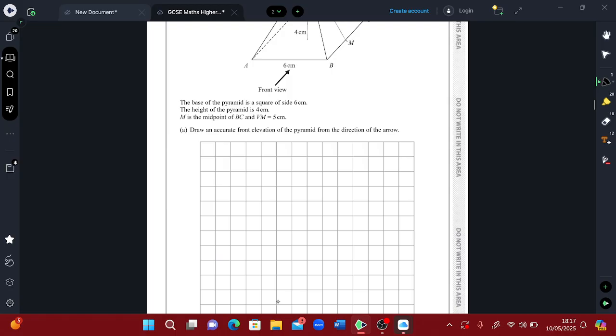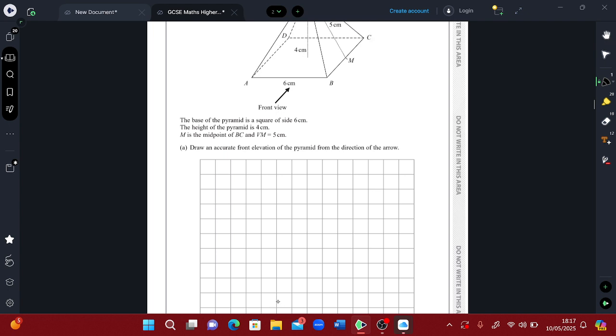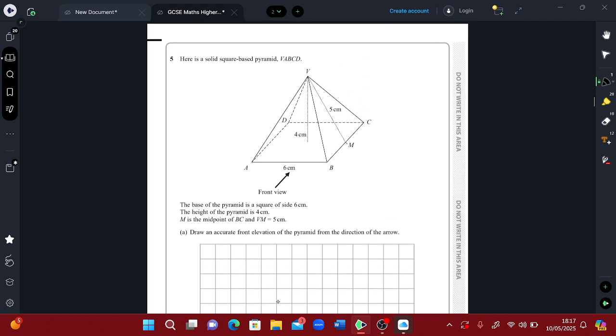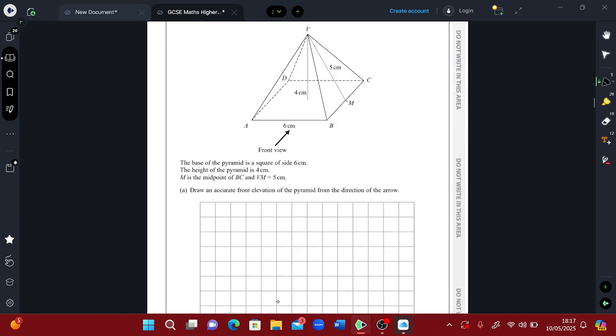So this length. Now, actually, this is a centimeter grid, so each line will be 1 centimeter. Now, this is going to be awkward because I'm on a digital pen, and it's really hard to draw accurate lines. I don't know if you can, but for me, I'm going to have to be rough with it. Well, anyway, so it says a front elevation.